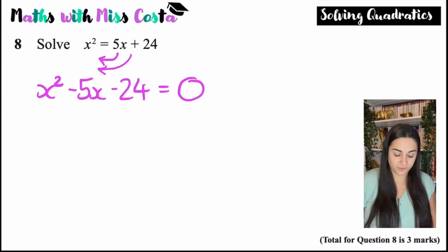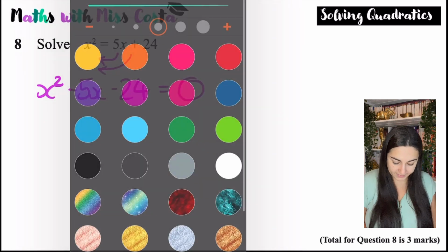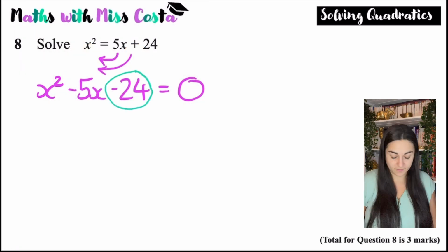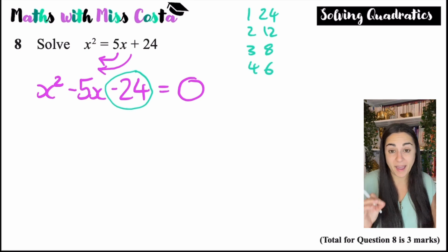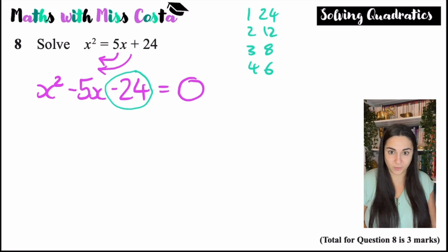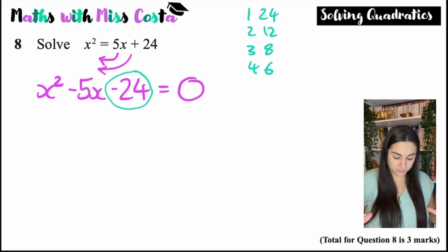So now you've got your equation in a form where it equals 0, and we can factorize it. Now when we're factorizing, we're looking for numbers that multiply to make negative 24. So you could have 1 and 24, 2 and 12, 3 and 8, 4 and 6. But it's important it's a pair, you need to choose the ones that are pairs. You can't choose 1 and 8, you need to choose the pair. So they need to also add to make negative 5. Now the key here is that it's not 24, it's negative 24.